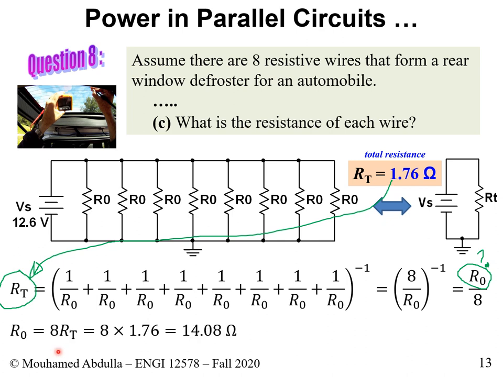In order to solve for R naught, we simply multiply 8 by R total, so 8 by 1.76, and this gives us that each individual resistive wire will introduce 14.1 ohms. And if you think about it, is this something that we find to be strange? The individual resistance seems way higher than the total resistance. The reality is it shouldn't be strange because we do expect the total resistance to be smaller than the smallest resistance. Here, all the resistances are 14 ohms, so the total will be smaller than 14 ohms, and it is certainly smaller than 14 ohms. So I don't think there's anything strange with that. That's a quick sanity check to see if there's any unusual result.